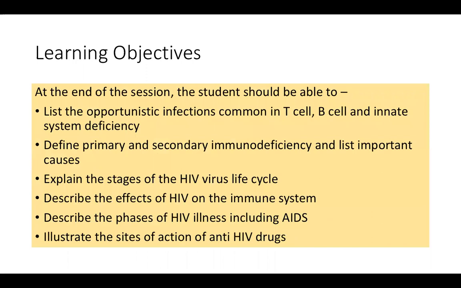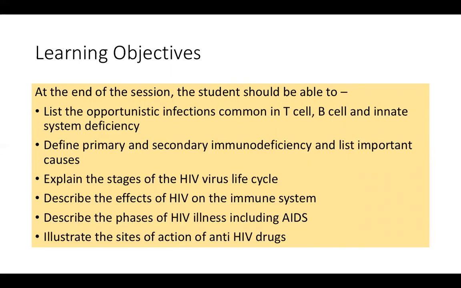So the learning objectives at the end of this session are that each of you should be able to list which opportunistic infections are common in T cell, B cell, and innate system deficiency. Define what are primary and secondary immunodeficiency and list some important causes of each. And then we will take a journey to a very relevant and very mercurial element of clinical immunology, that is the human immunodeficiency virus and its related acquired immunodeficiency syndrome.